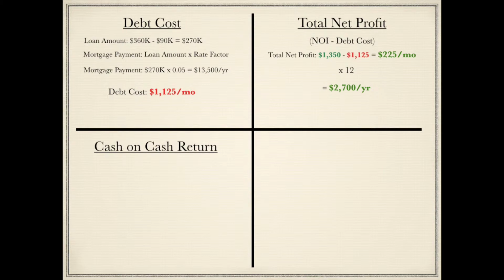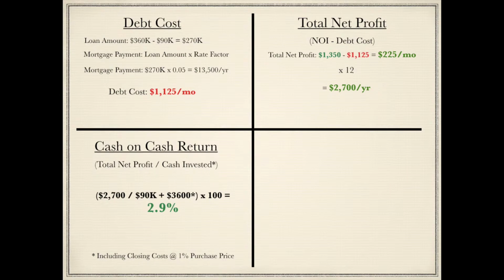Now to calculate the total net profit, including the debt cost for the mortgage, the total net profit will be the NOI minus the debt cost. So in our example, the NOI was $1,350. The debt cost was $1,125, giving us a total net profit of $225 per month. Multiply that by 12 and you get $2,700 per year of net profit.